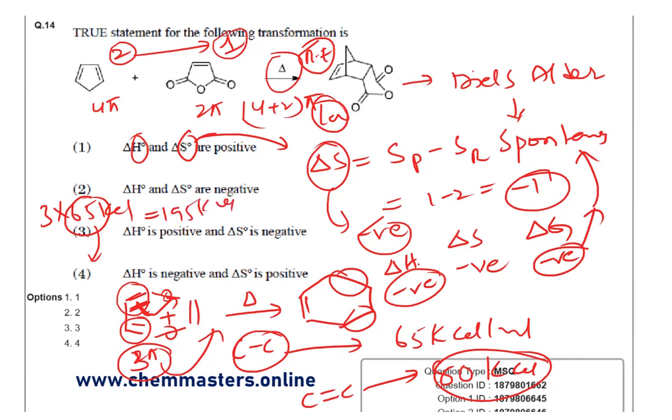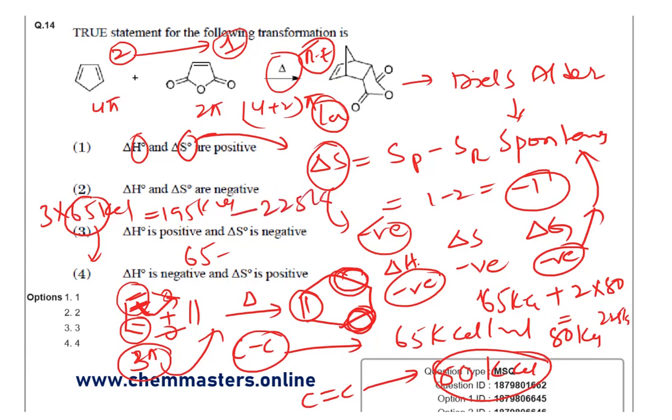Now just consider here, 2 new sigma bonds are formed, and 1 pi bond. So 1 pi bond equals 65 kilocalories, plus 2 sigma bonds. Each sigma bond formation requires almost 80 kilocalorie per mole. So 2 into 80, and the total will be 225 kilocalorie per mole. Now just take the difference here: 195 minus 225 kilocalories, approximately minus 35 kilocalories of energy.